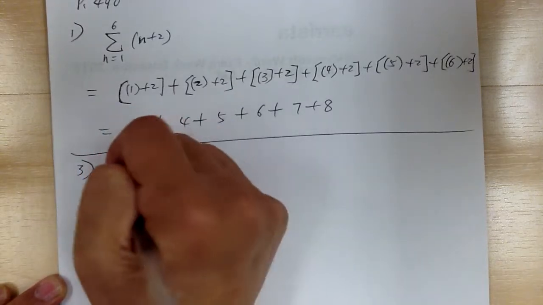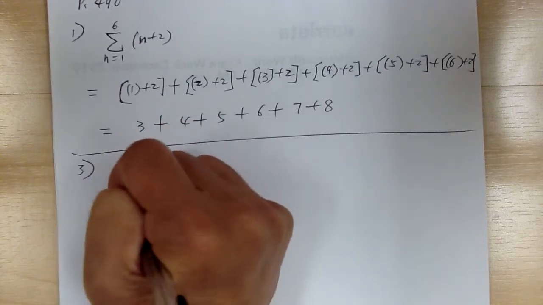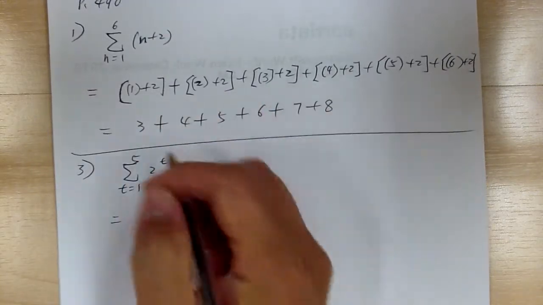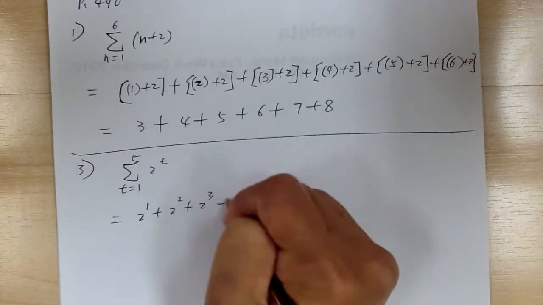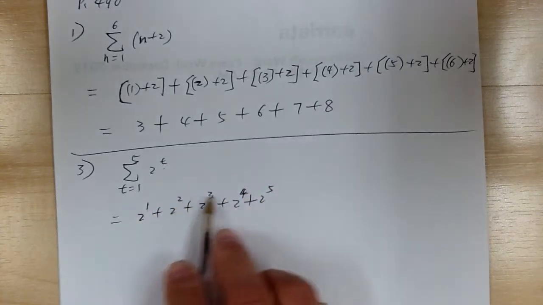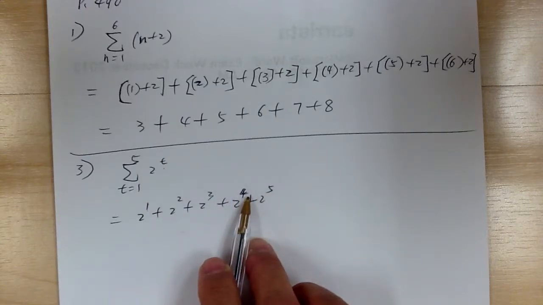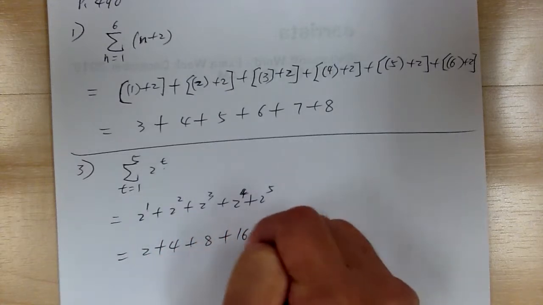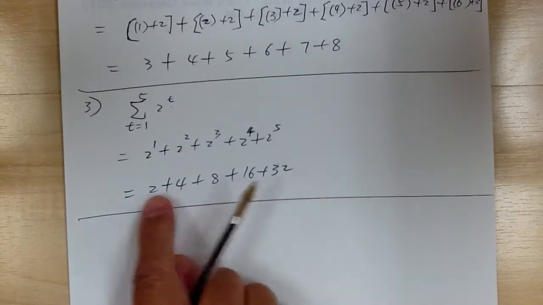Okay, number 3. You have sigma of 2 to the t and t equal to 1 to 5. Okay, so this one is very easy. You don't even have to do that. You can just substitute. So it could be 2 to the 1 plus 2 to the 2 plus 2 to the 3 plus 2 to the 4 plus 2 to the 5, right? So just 1, 2, 3, 4, 5. So the variable part is the part that's going to change. And then you can go and work it out. So this is equal to 2 plus 4 plus 8 plus 16 plus 32. Now, you don't have to box the answer because the answer is kind of long.